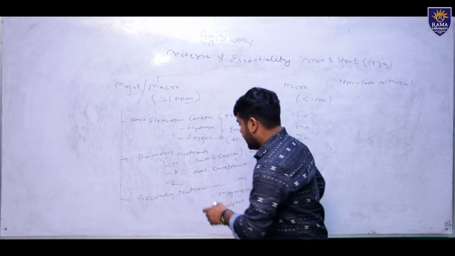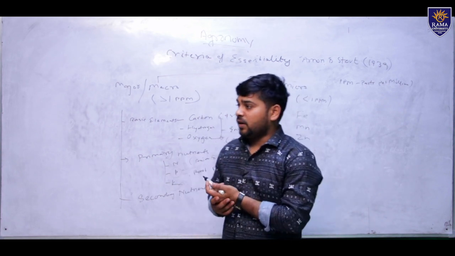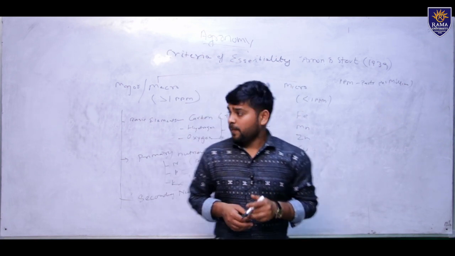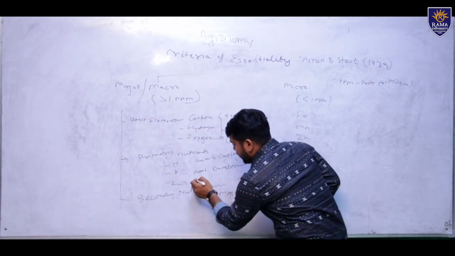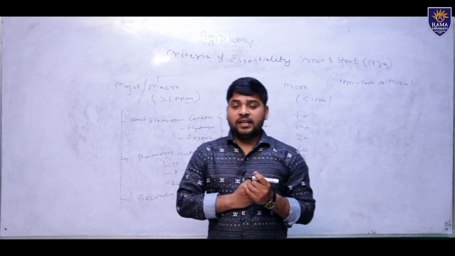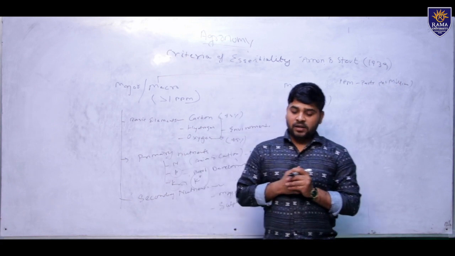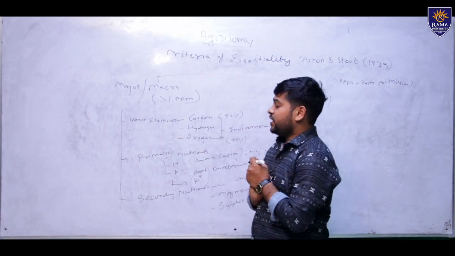Then we have to discuss potash. What are the functions of potash in plants? Plants take potash in the form of K+. It is present in the cell sap in plants, and it helps in translocation of sugar.